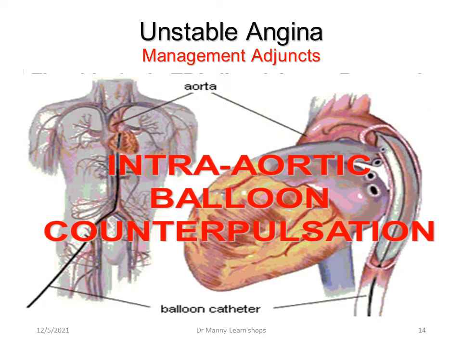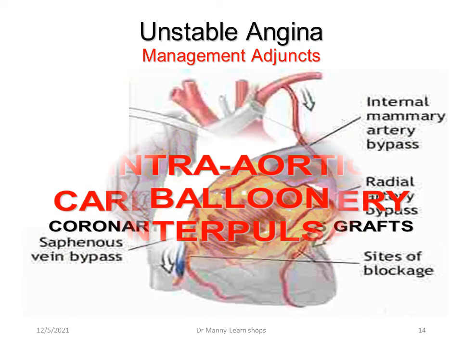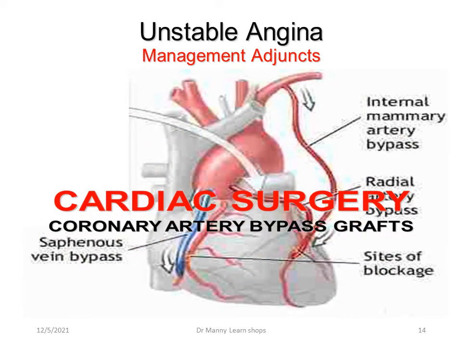Then you've got unstable angina being supported with intra-aortic balloon counterpulsation, which is a support device for the left ventricle temporarily. Have a look at the IABP, intra-aortic balloon pump counterpulsation Learn chop, which is in the Dr Manny Learn chops. Simple and straightforward. Then you've got management adjuncts, which could be cardiac surgery, coronary artery bypass grafts, and there will be a Learn chop on coronary surgery in the future. In progress now.